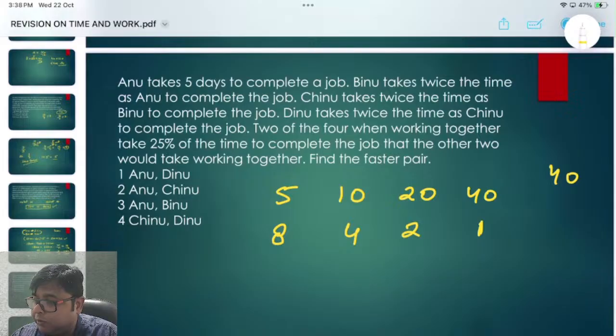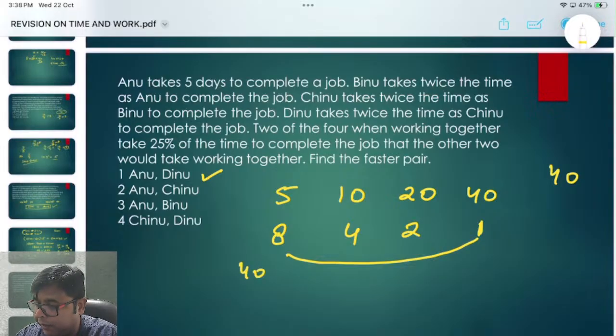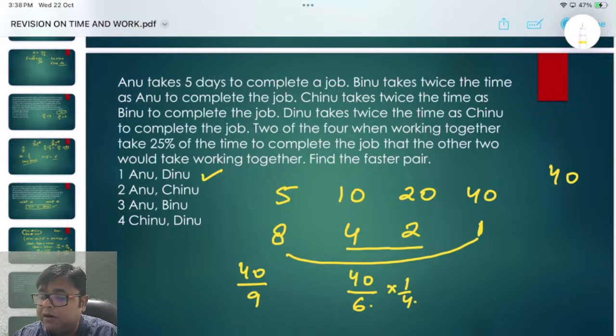Now they're saying which two of the four, when working together, take 25% of the time to complete the job that the other two would take working together, which is the faster pair. So the condition here is that the time taken by one pair should be one fourth of the other. If that condition is satisfied, then that is the faster pair. So I can go with the options. This is the best way of doing it. Their efficiency is 9 for A and D, so 40 by 9, and the other is 40 by 6. Now, if I find one fourth of this, it does not make 40 by 9. So this is not the correct answer.